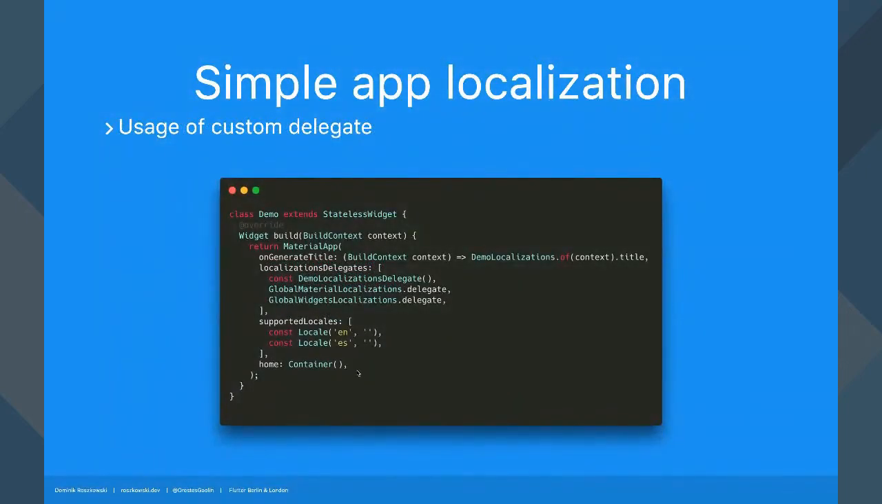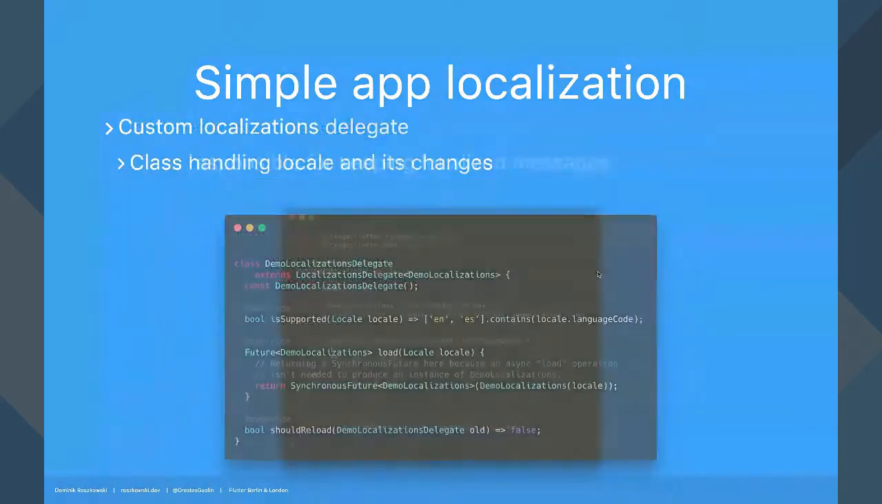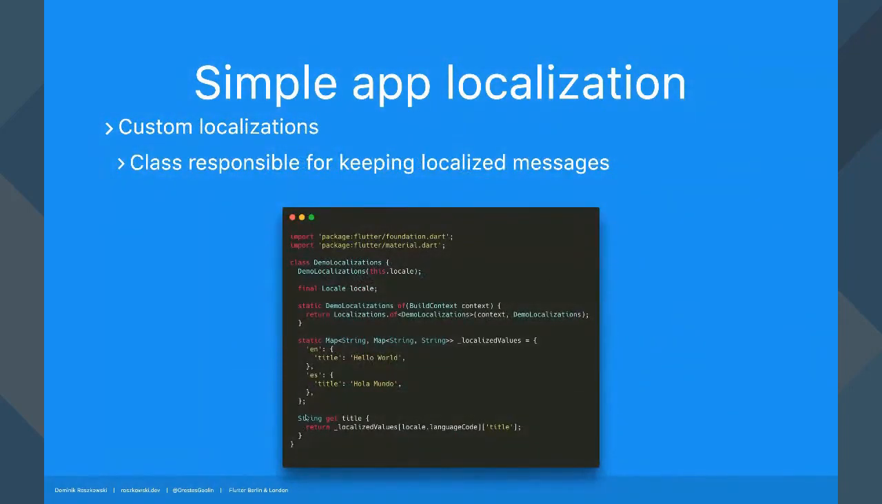And how to use it is also very simple. You just add your delegate that you created as one of the localizations delegates to your material app, and you provide the supported locales. In our case, it was English and Spanish. And if you want to access anything from the locale, you just call demo localizations of context dot title. And if we go back to our demo localizations, we'll see that here I have my getter called title, and it just returns the value from this very map. This is the very, very simple way to do it.